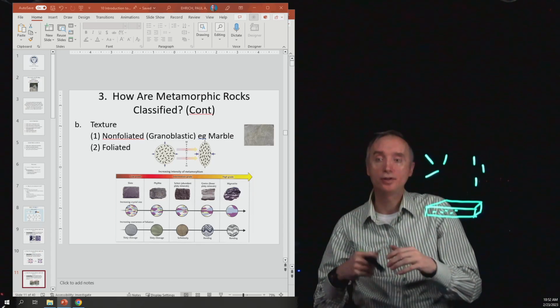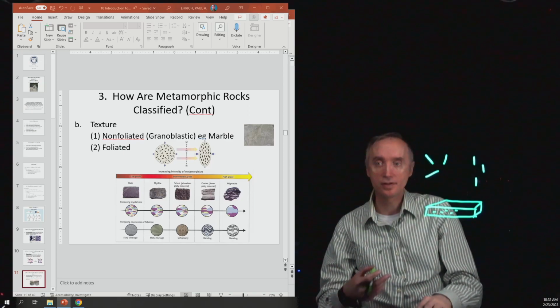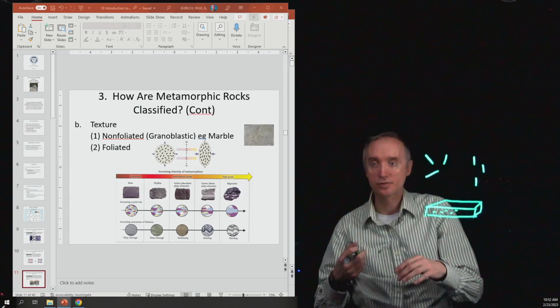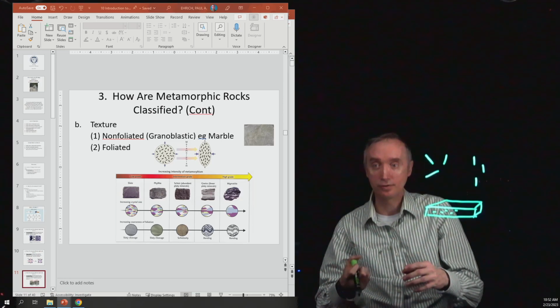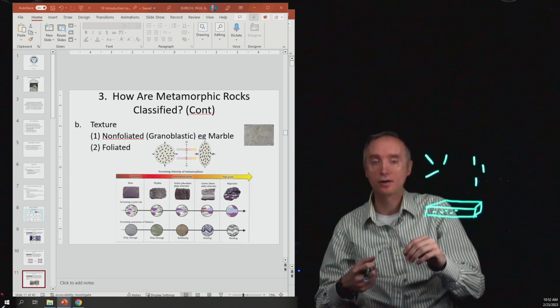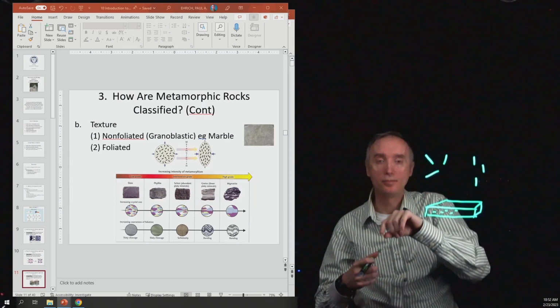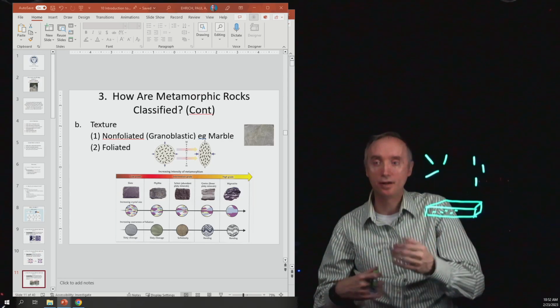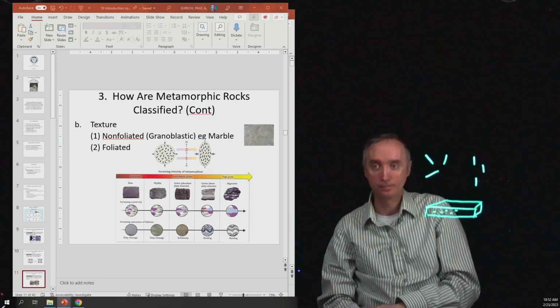And then if you continue to heat it up, so this is going to be considered a high-grade metamorphic rock, extreme heat and pressure, the minerals are going to start to migrate, and they're going to start to form bands, and then you end up with a gneiss.